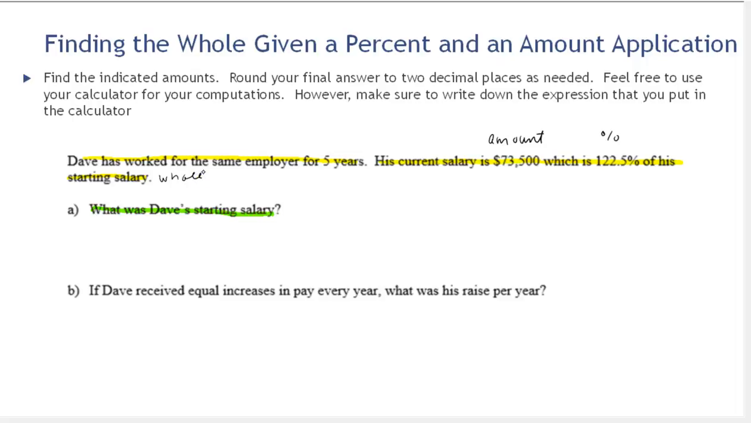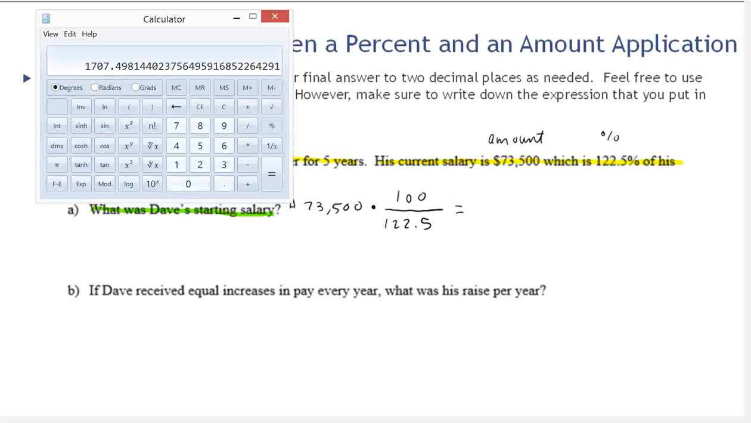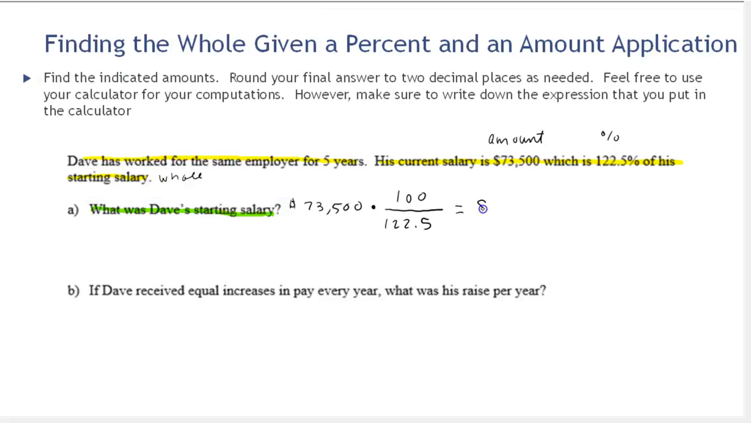Okay, so we start with our amount, $73,500, and we are going to divide this by the percentage that this is the amount of, 122.5%. That will give us 1% of his starting salary, and then we multiply by 100 to give us 100% of his starting salary. So 73,500 times 100 divided by 122.5. And we get $60,000.